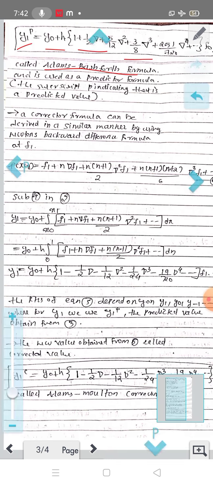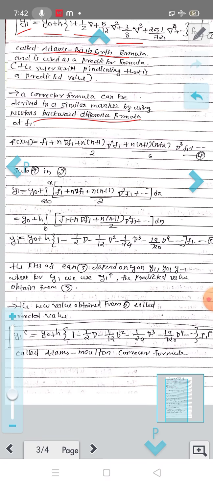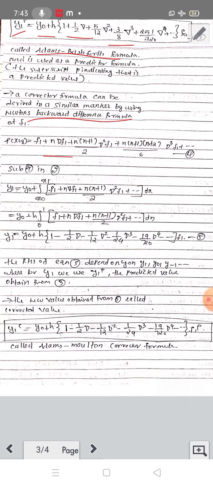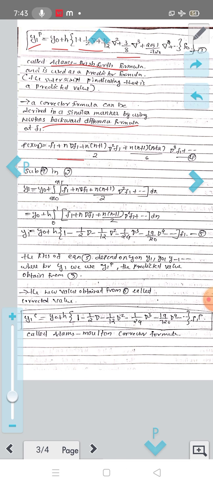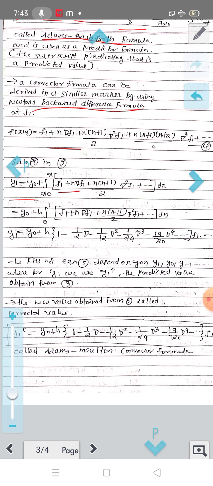Now we are going to derive the corrector formula, and it can be derived in a similar manner by using Newton's backward difference formula at f1, which is given by f of x, y equal to f1 plus n del f1 plus n into n plus 1 by 2 del square f1 plus n into n plus 1 into n plus 2 by 6 del cube f1 plus etc. Put it as equation number 4. Again substitute 4 in 2, that is our equation for y1. So y1 equal to y0 plus integral from x0 to x1 of f1 plus n del f1 plus n into n plus 1 by 2 del square f1 plus etc., dx.